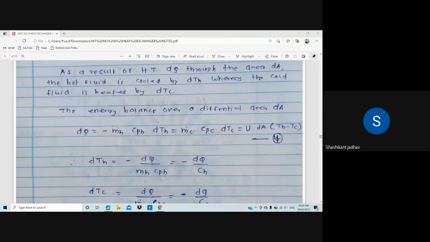त्या स्मॉल एलिमेंटरी एरियामध्ये कमी होते, म्हणजे dTh ने कमी होणार आहे. आणि कोल्ड फ्लुइडचं टेम्परेचर इन्क्रीज होते. अँड बाय व्हॉट अमाऊंट दॅट टेम्परेचर इज इन्क्रीजेस, दॅट इज dTc. ओके, dTh म्हणजे हॉट फ्लुइडचं टेम्परेचर तेवढ्या व्हॅल्यूनं कमी होणार आहे, आणि dTc म्हणजे टेम्परेचर तेवढ्या व्हॅल्यूनं इन्क्रीज होणार आहे. ओके, टेम्परेचर ऑफ द कोल्ड फ्लुइड इज इन्क्रीजेस. हॉट फ्लुइडची हीट कोल्ड फ्लुइड घेणार आहे. म्हणजे हॉट फ्लुइडचं टेम्परेचर कमी होणार आहे आणि ॲट द सेम टाइम कोल्ड फ्लुइडचं टेम्परेचर इन्क्रीज होणार आहे.